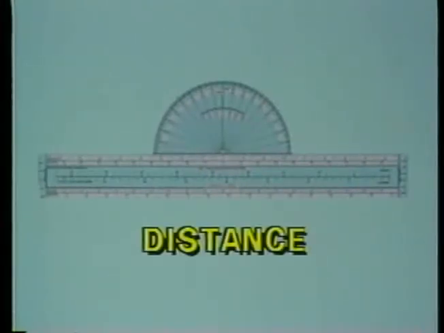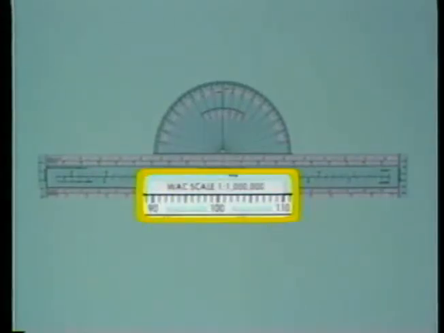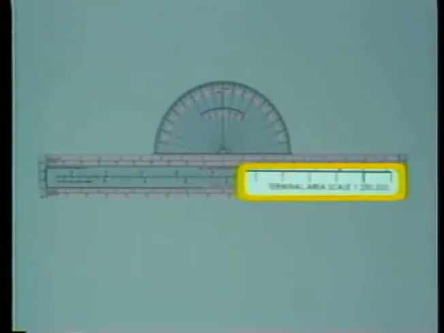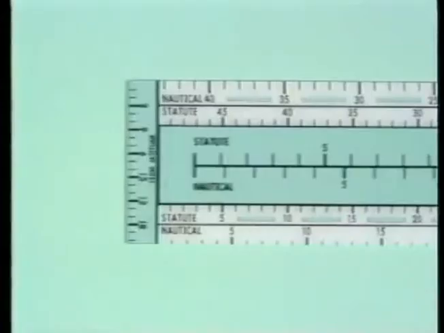Another function of the plotter is to measure distances. Most VFR plotters have mileage scales that match WAC charts, as well as sectional charts. This plotter also has a scale to be used on terminal area charts. Always use the scale appropriate to the chart you're using. Both nautical and statute mile distances can be determined with the plotter. Let's look at how to measure the mileage for the sample flight.